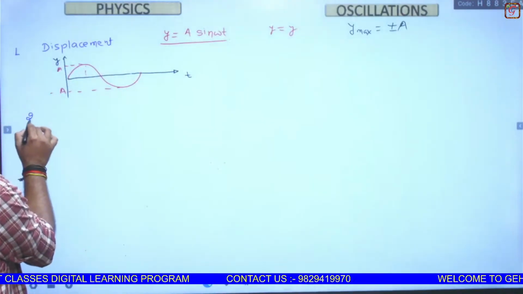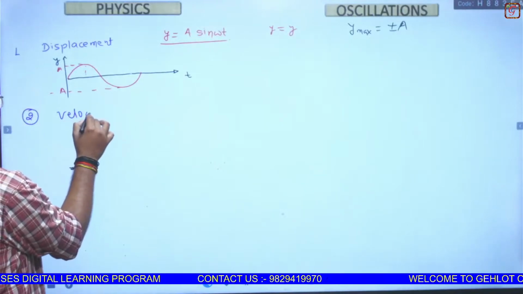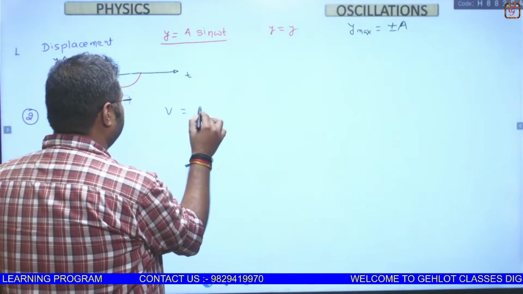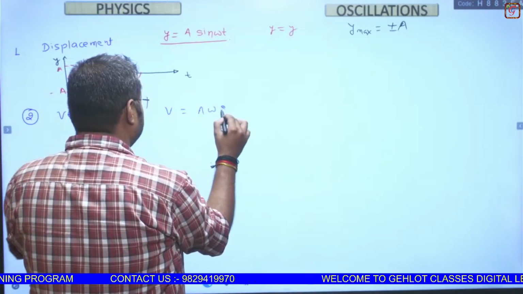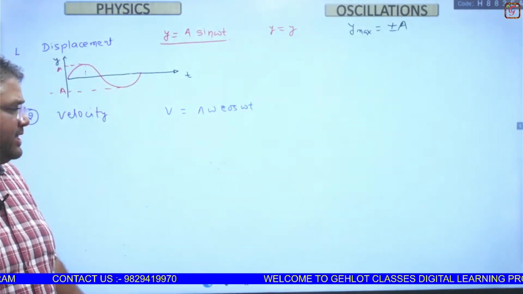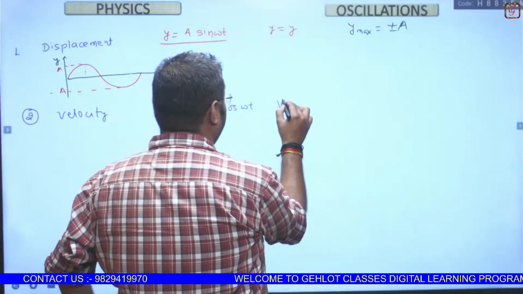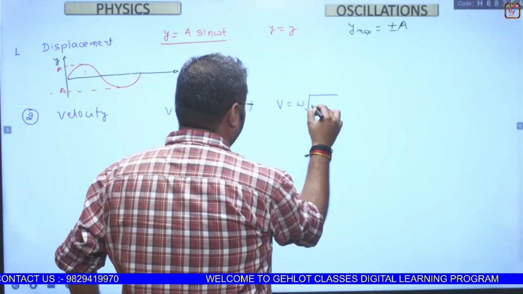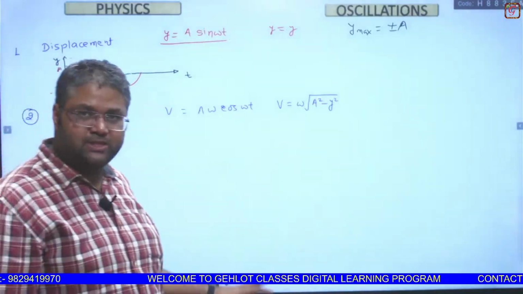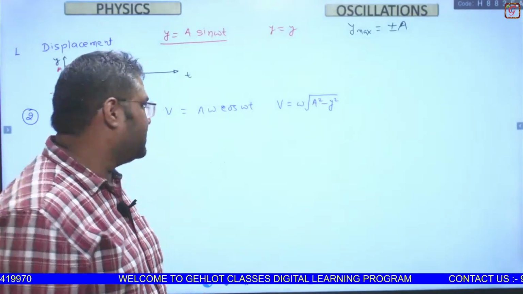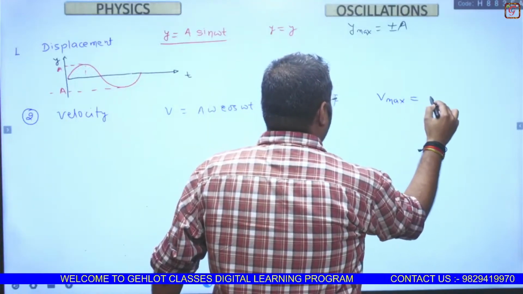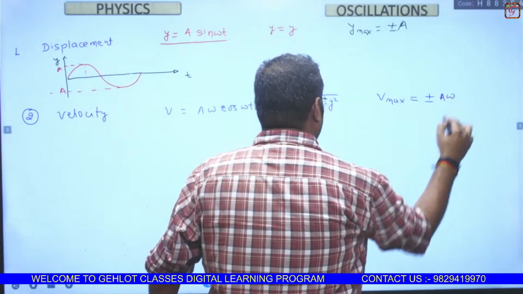What is the second term? Second term is velocity. What is the general equation of velocity? v can be written as a omega cos omega t, and if we rewrite in terms of displacement, v can be written as omega under root of a square minus y square. We have discussed this expression in our previous session; you can go through that video as well. So what is the maximum velocity? V max can be written as plus minus a into omega.